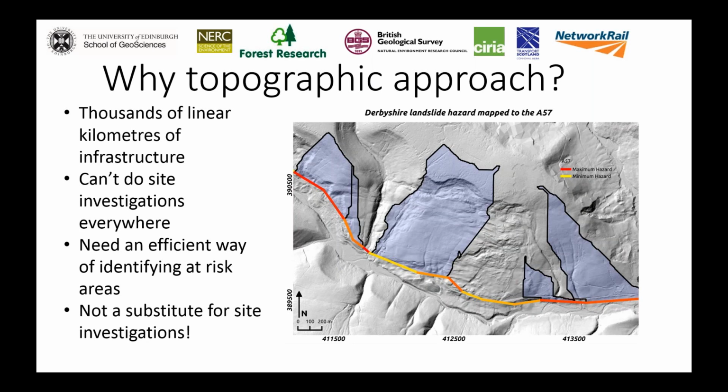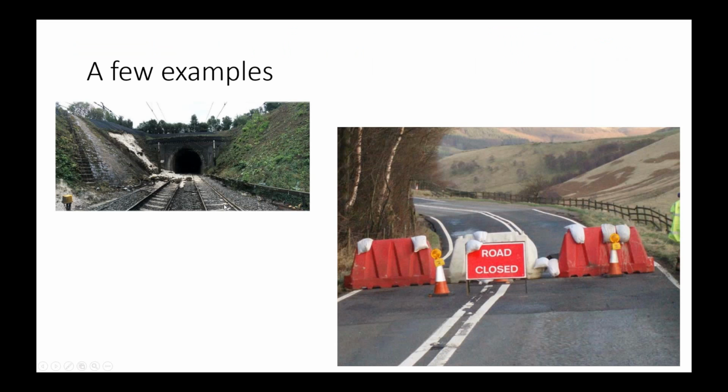So the purpose of this project is to try to identify efficient ways of identifying risk areas. I just want to make really clear that what we're trying to do is no substitute at all for site investigations, but it's more of the first iteration of this process, whereby you can then send more site-specific investigators into the field. So I just want to go through a few examples of areas that we've looked at, some of the topographic drivers of landslides.